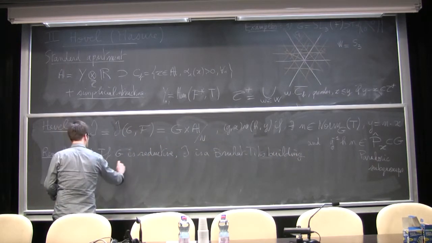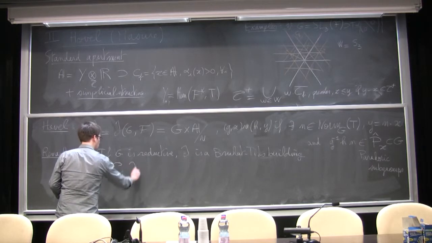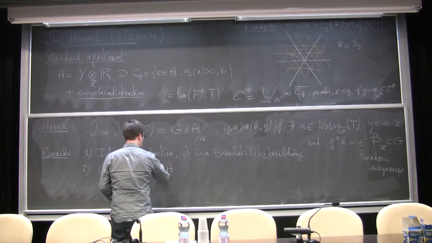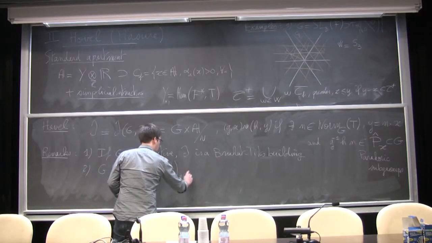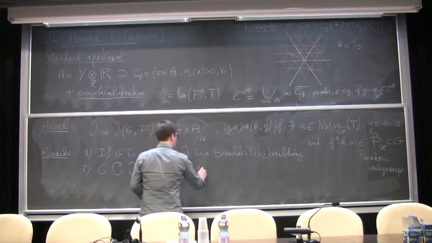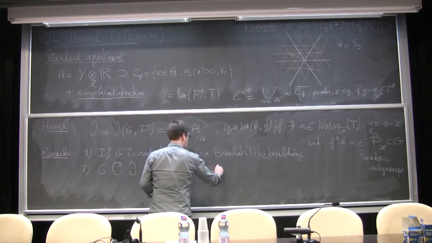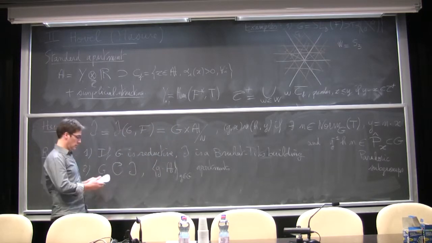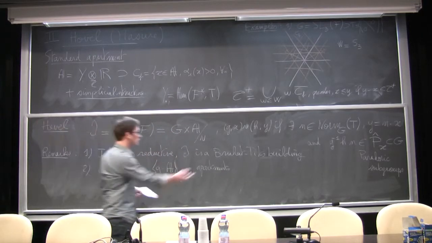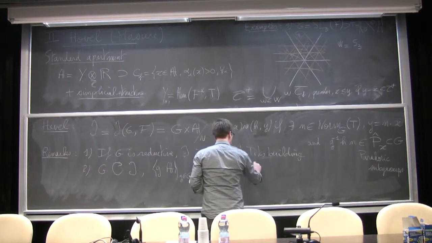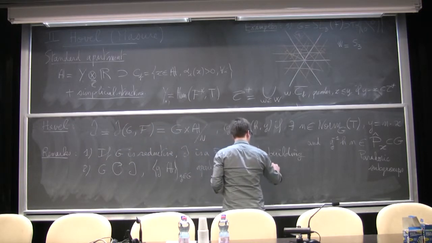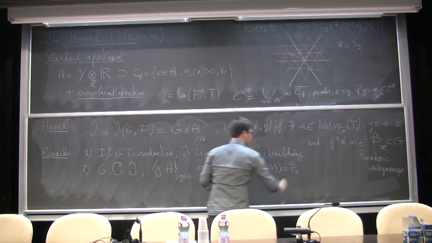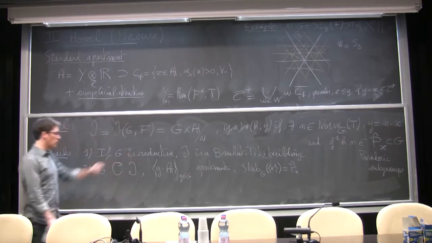There is an action of G on the building, and if you move the standard apartment, then you get all the apartments. And they are all isometric to that one. And of course, the things you defined before, they are the nice stabilizer of the action of the group on the building.